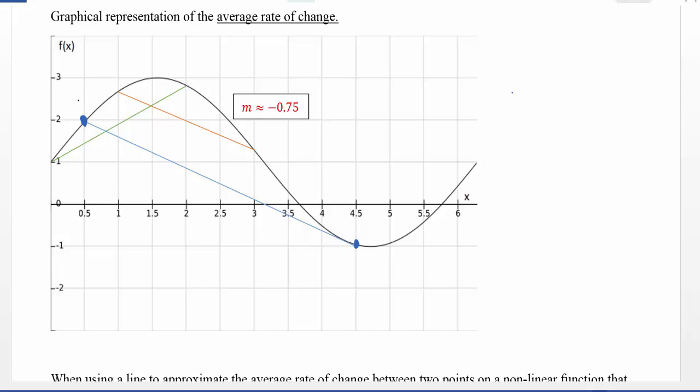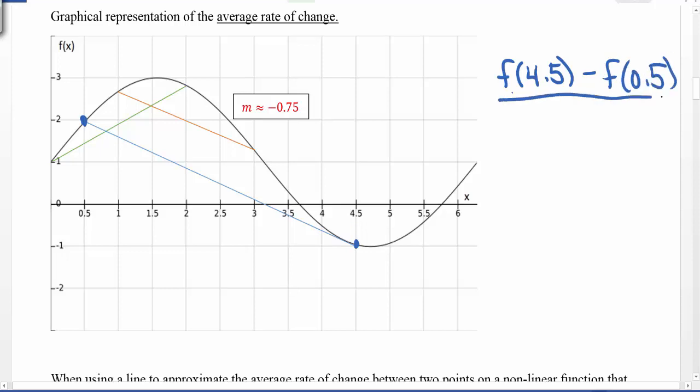Because order only matters when connecting to the y value, I always use b for bigger. So my b value is always the bigger of the two x values. So I'm going to pick my b to be 4.5. So my formula is going to be f of 4.5 minus f of 0.5 divided by 4.5 minus 0.5.